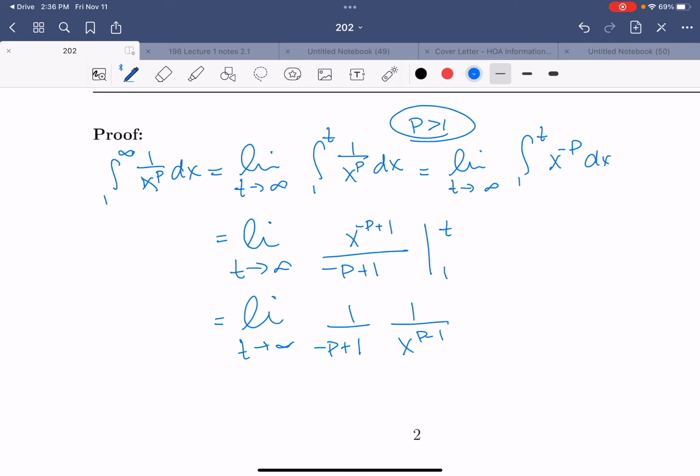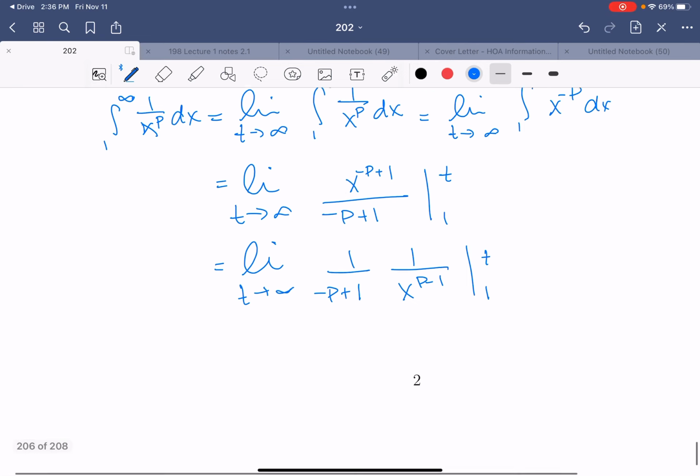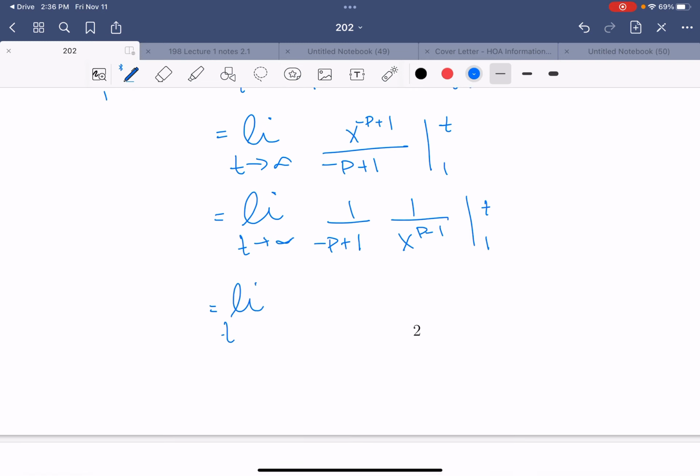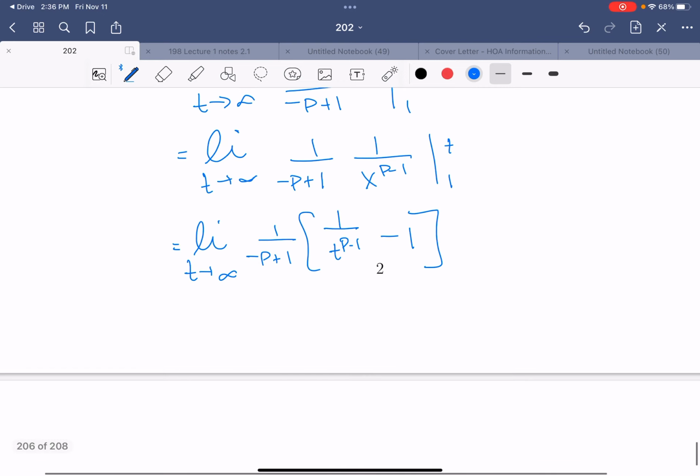And as long as our p is greater than 1, then this is going to converge, because when we plug in our t, 1 to t, then this is the limit as t goes to infinity of 1 over negative p plus 1. And we've got, let's see, plug in t, so 1 over t to the p minus 1 minus 1. Okay. So essentially, as long as this piece converges, then the whole thing converges.